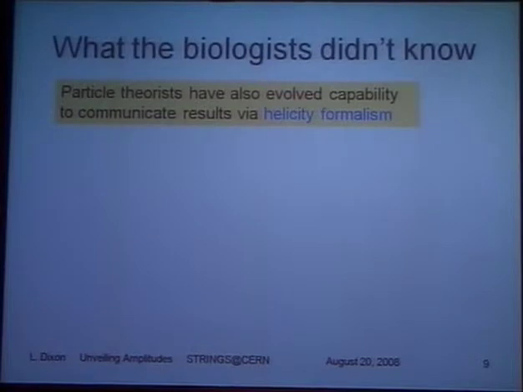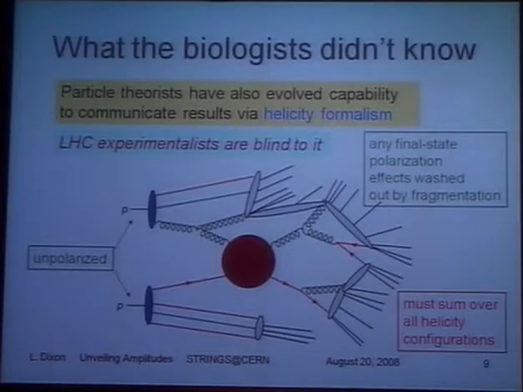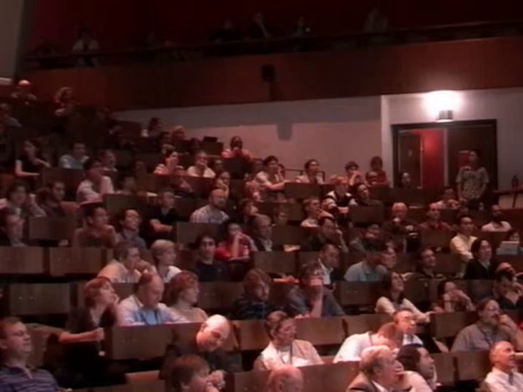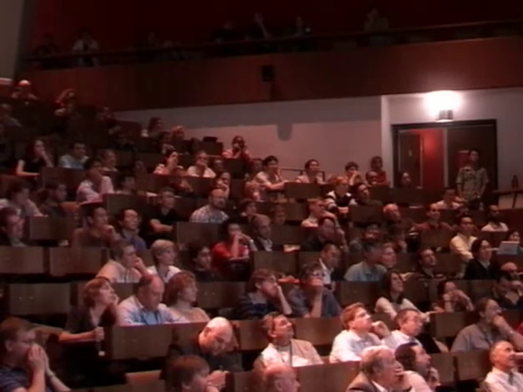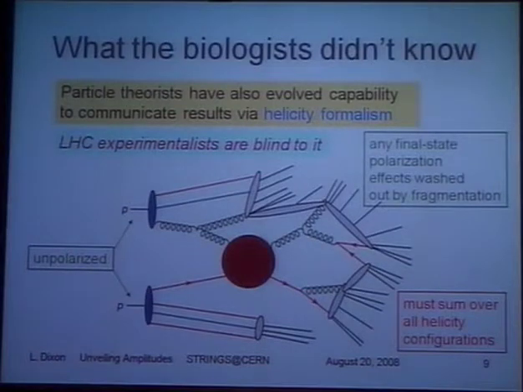Well, that's where they're wrong, because particle theorists have also evolved the capability to communicate results via the helicity formalism. And what's more, they're surrounded by a lot of experimentalists, especially at CERN, and the LHC experimentalists are really blind to it, because their protons are coming in unpolarized, so that means that the quarks are coming in unpolarized, and if there were any polarization generated at short distances in the amplitudes, it'd pretty much be washed out by the long-distance physics, especially fragmentation. So it's really hard to see these polarization effects, at least in purely hadronic events at the LHC. And what that actually means in practice to the particle theorists, well, first of all, the experimentalists don't know what they're talking about when they're talking about particular helicity amplitudes. They want unpolarized cross-sections. So that means that in the end, if you want to do something of practical use, you have to have a way to get every single helicity configuration, not just these MHV ones, because you have to sum over them to give something useful to the experimentalists.